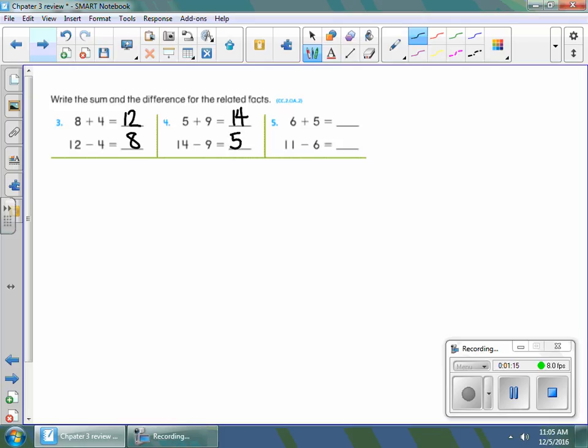And the last set, 6 plus 5 is equal to, Matthew? 11. And now 6, 5, and 11 are in a fact family. 11 minus 6 must equal, Luca? Good.